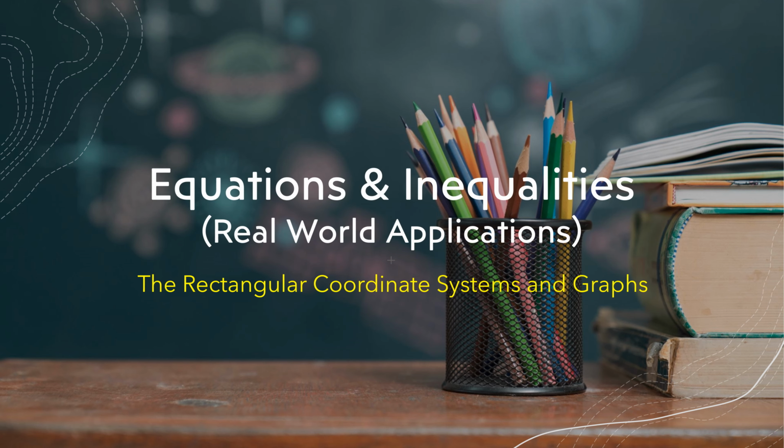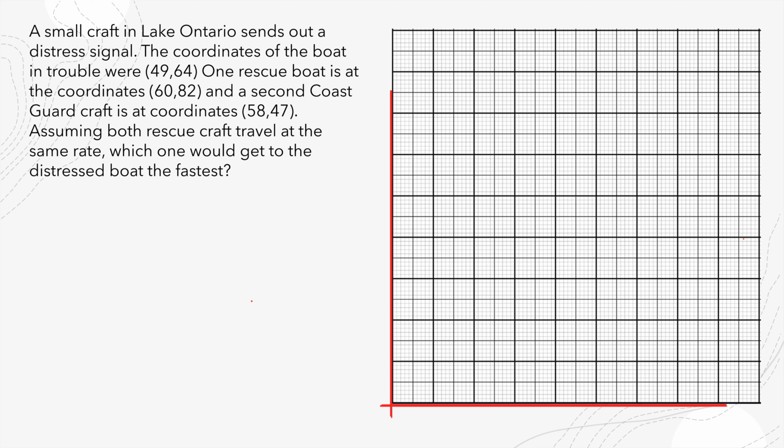In this video, we will be looking into real-world applications of rectangular coordinate systems and graphs. So let's get started. Here we are given a problem that a small craft in Lake Ontario sends out a distress signal, and we have two boats that are close to it, and we need to figure out which of these boats will reach the boat in trouble the fastest.